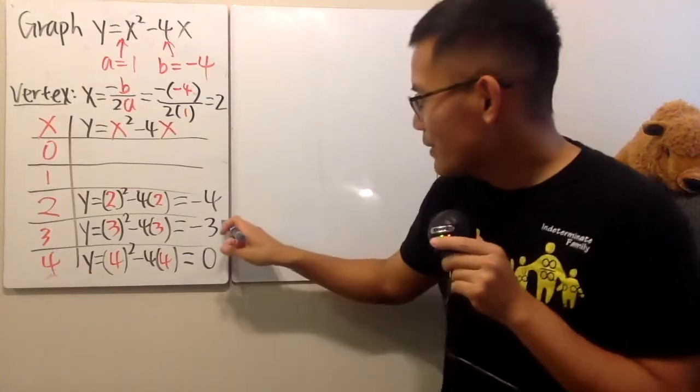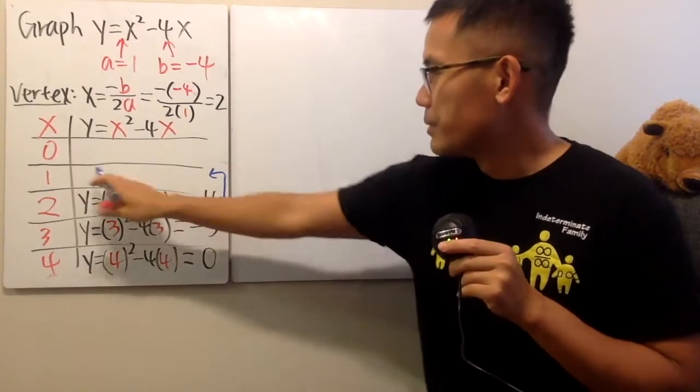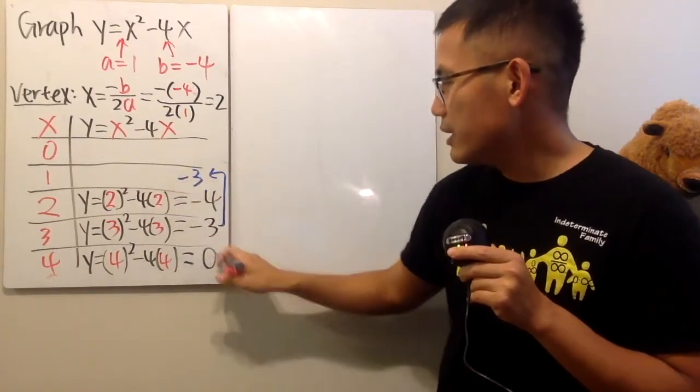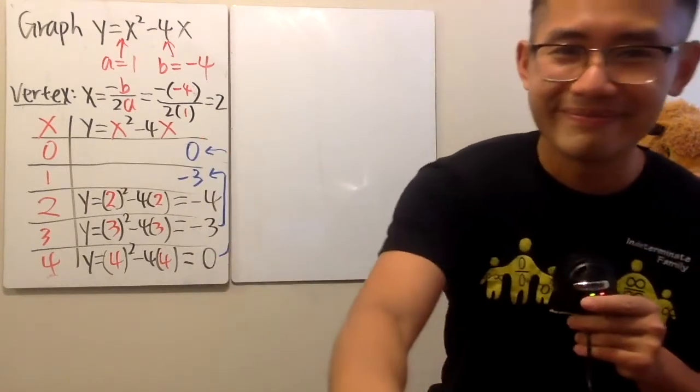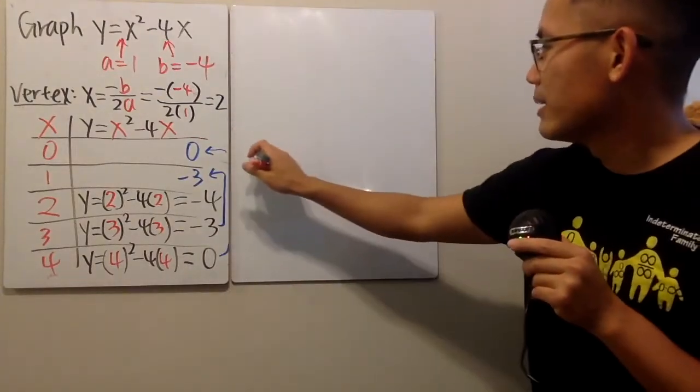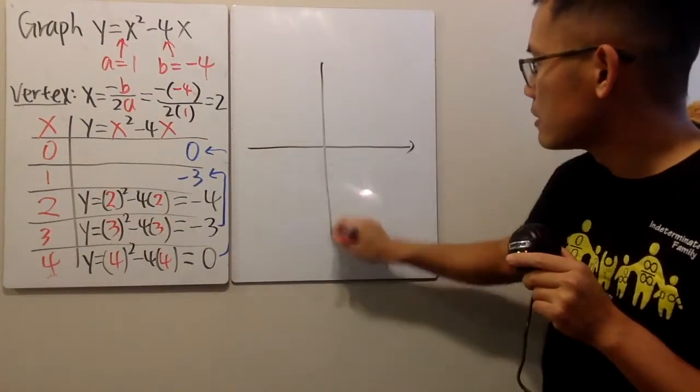All right, now we know this right here will be the same, right? So we know this right here is negative 3. And this right here will tell you the answer right here, which is going to be 0. Very nice. So again, go ahead and make our graph.